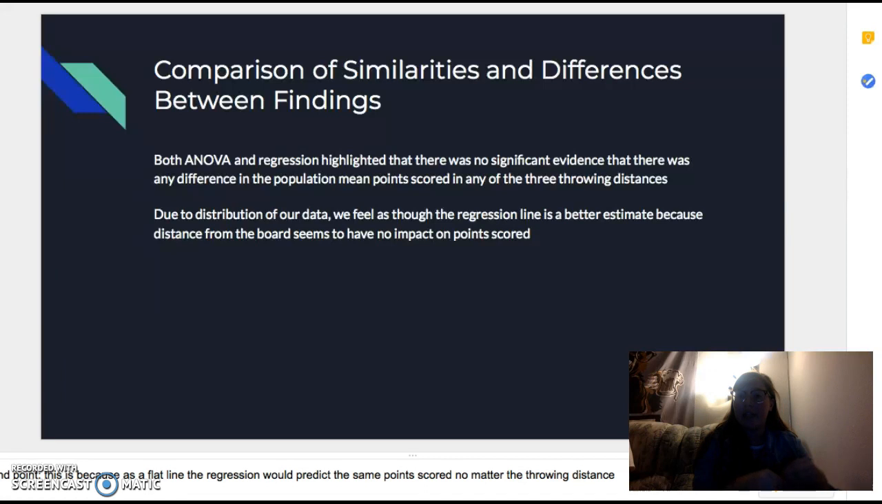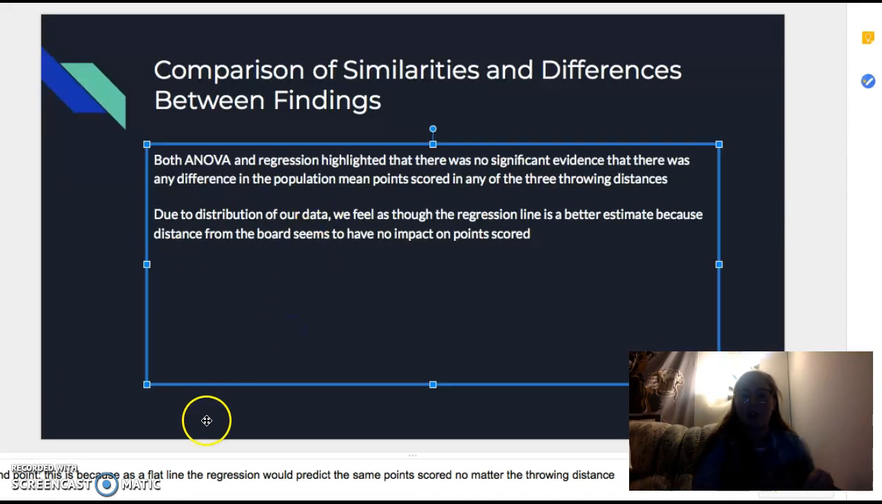So all of our findings supported the same idea that there was not a strong relationship between the distance stood from the dartboard and the points scored, in that all of the true population means were probably very similar for each of our 3 throwing distances.